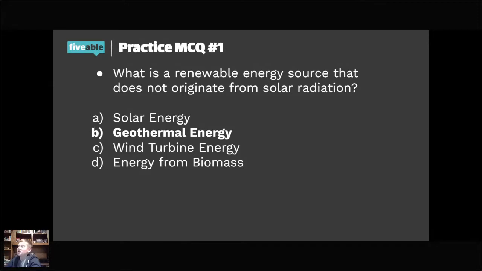No, okay. So the question is asking, what is a renewable energy source that does not originate from solar radiation? So what I'm saying is that wind is caused by the sun. So I don't know if you know this, but how much wind we have is actually caused by the sun's rays and the directness, how it hits the clouds on the earth. Wind is caused by the sun.